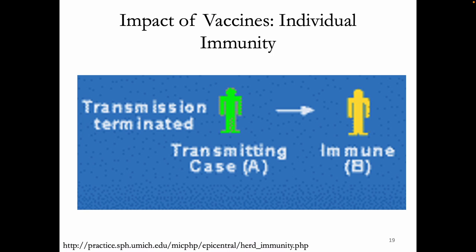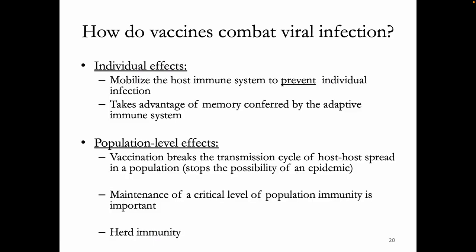But in fact, vaccines really work in two ways. So we have vaccines that are working to mobilize the host immune system to prevent infection and taking advantage of memory. But at the same time, those vaccines are also working by population level effects. Those population level effects are that they are breaking the transmission cycle of host-host spread, so stopping the possibility of an epidemic amongst our population. So what that means is that by me getting vaccinated, you are all less likely to get COVID because you're now not going to have a person with COVID lecturing COVID at you. And so you are all protected by my vaccine as well, is sort of the idea here. This is known as herd immunity.